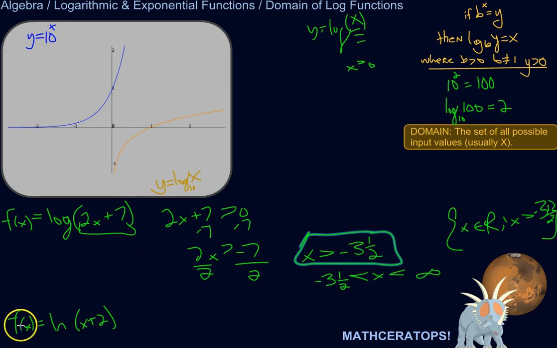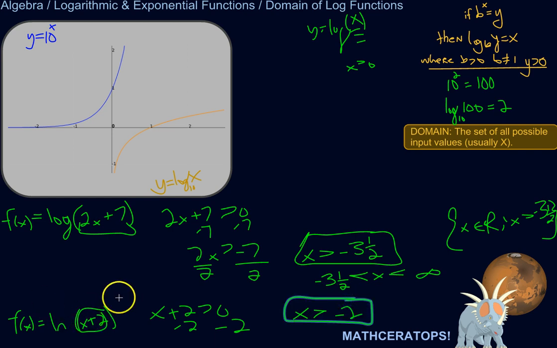All right, so let's try another one. f of x is the natural log of x plus 2. Natural log is log base e. Again, we don't need to concentrate on what the base is. The domain of this function is all real numbers such that the inside here is greater than 0. So we can just say x plus 2 is greater than 0. Subtract 2 from both sides to solve that inequality. So x must be greater than negative 2 would be the domain of that function.